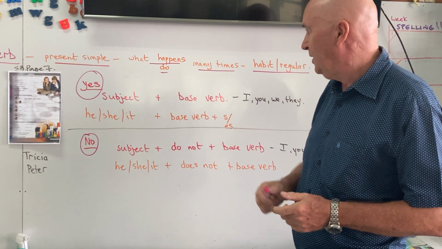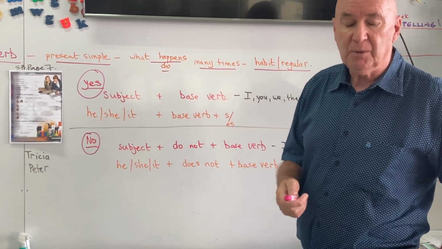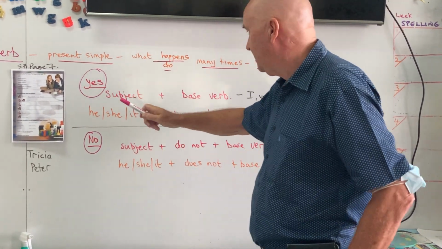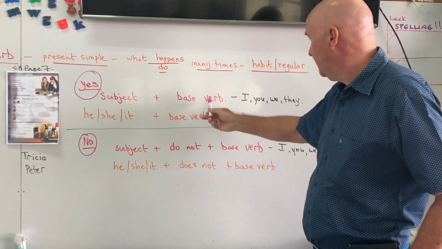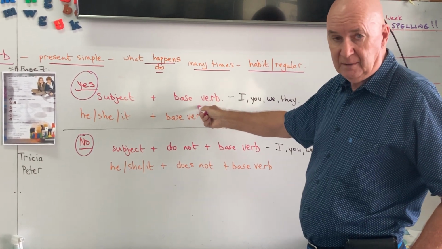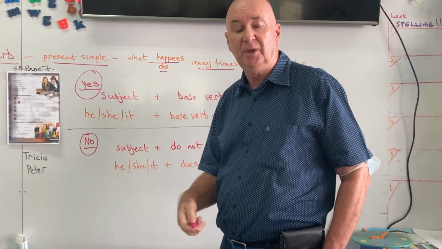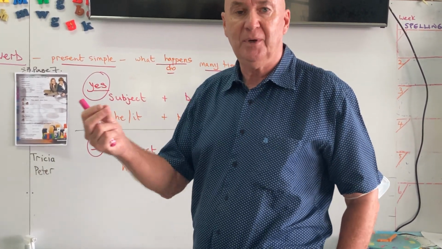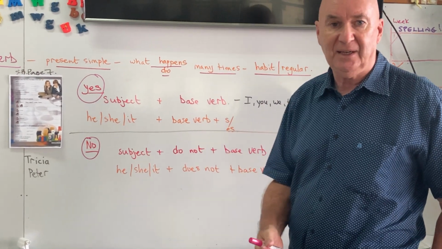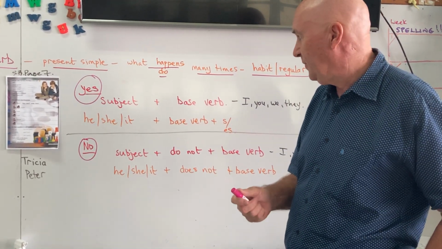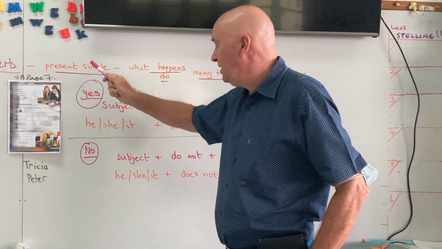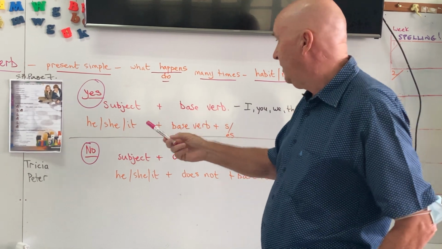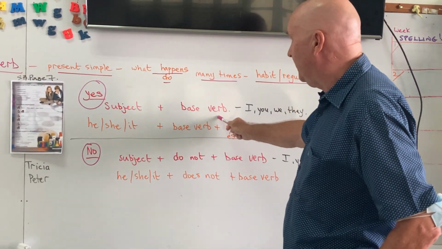It's the same. Now, when we use the simple present, when we're talking about things we do many times, and if we say yes, we just have the subject and the base verb. The base verb is the verb you learn when you're in P1, P2. Fly, eat, jump, drink, sing, dance, sit, talk. Okay? So when we want to say yes with the present simple, things we do many times, then it's just the subject and the base verb.